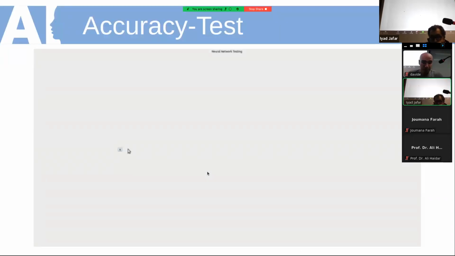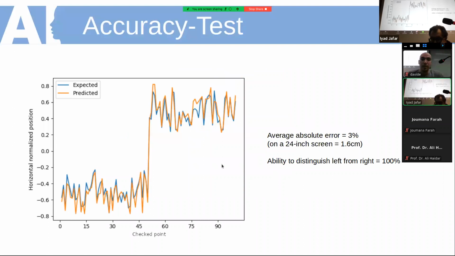This is how we test the network. So basically the program spawns a predefined number of points to click on the screen. It knows the coordinates of that point, obviously, and it will compare the coordinates with the answer given by the trained neural network. This is an example of an experiment that we did.